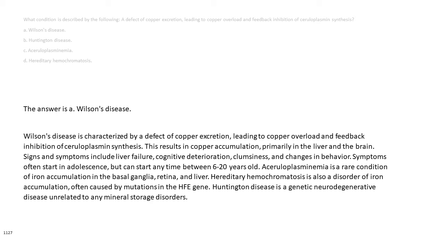Signs and symptoms include liver failure, cognitive deterioration, clumsiness, and changes in behavior. Symptoms often start in adolescence, but can start any time between 6 to 20 years old.